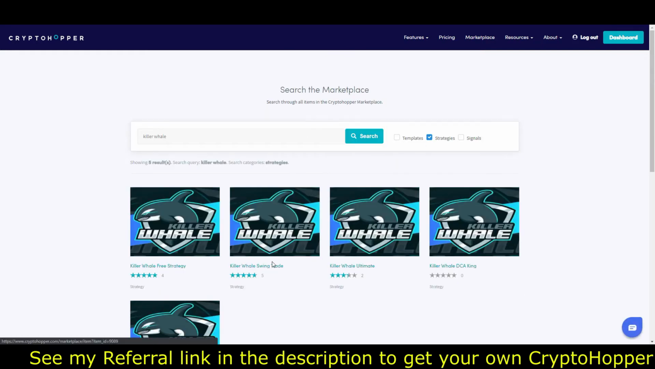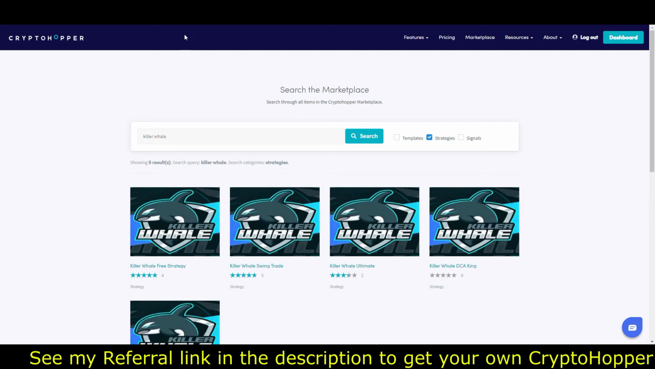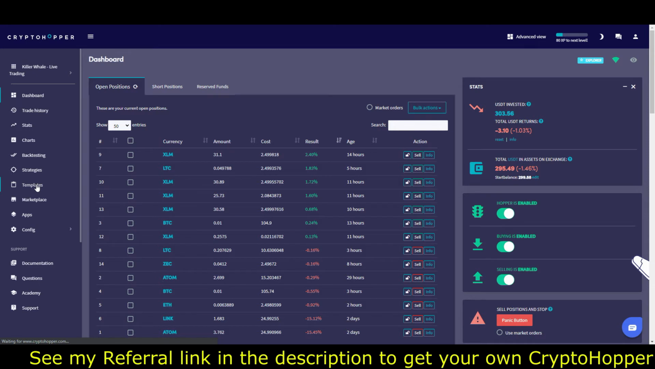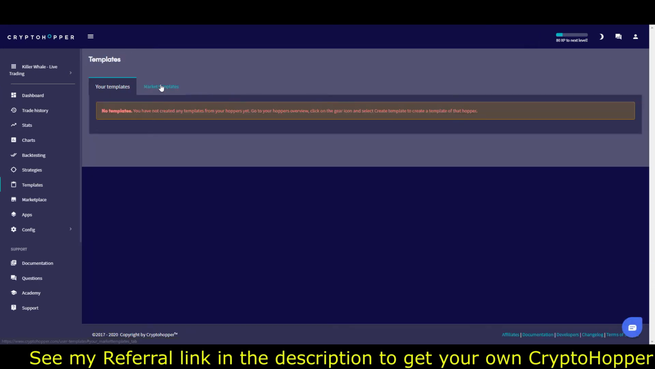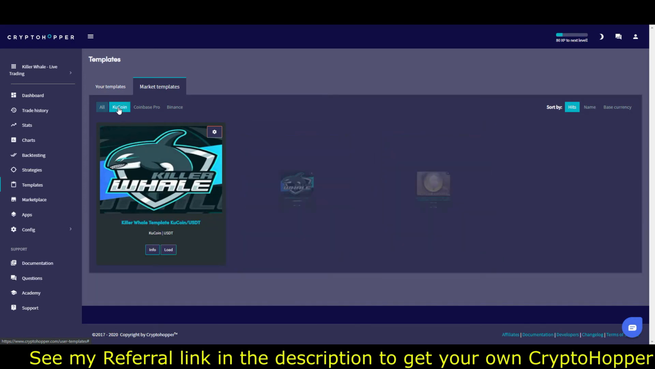Then the strategy. Once you get the template set up, I'm going to show you. Then you want to pick the strategy you want to use with that template. So I was using the free strategy and the swing trade on a paper bot. But I'll go back into the templates. So on the templates, these are the ones you click on KuCoin, then you hit load. That'll let you load your template.